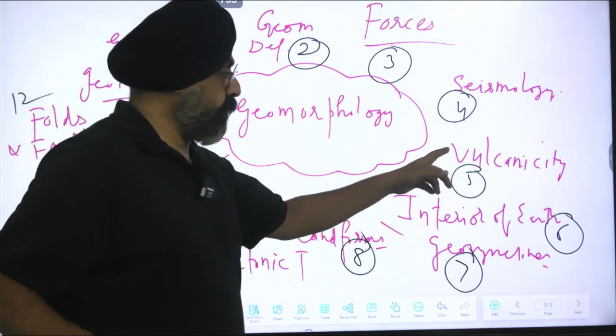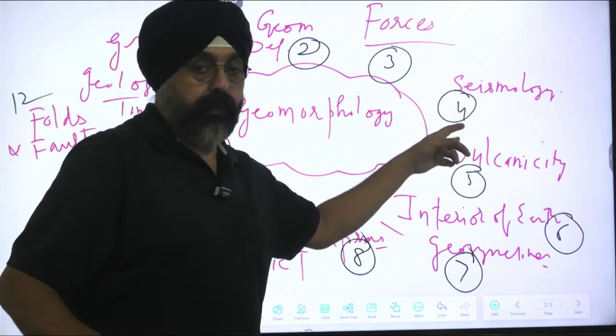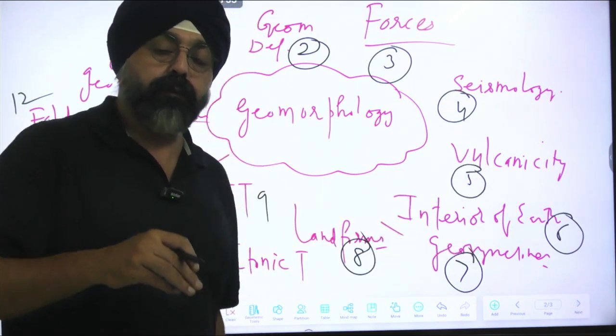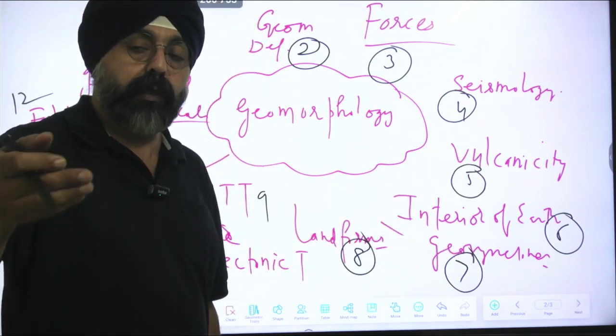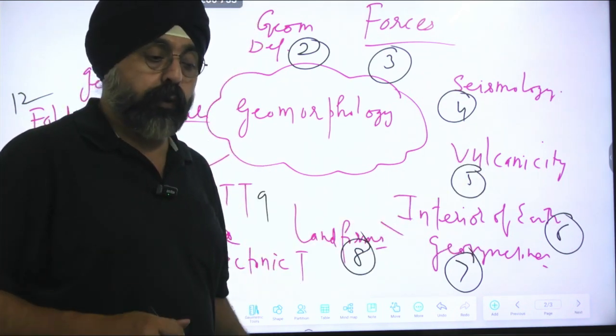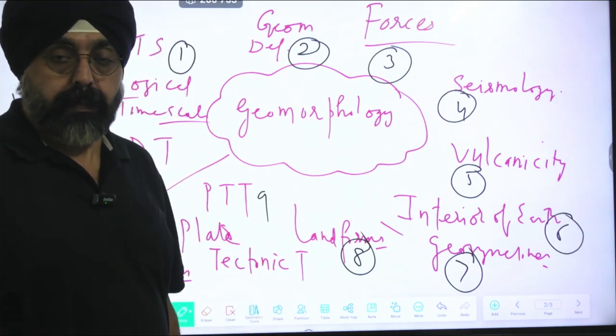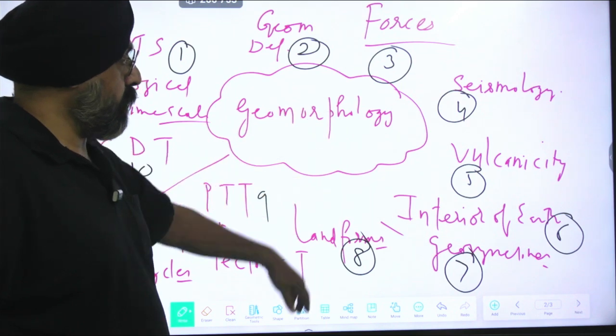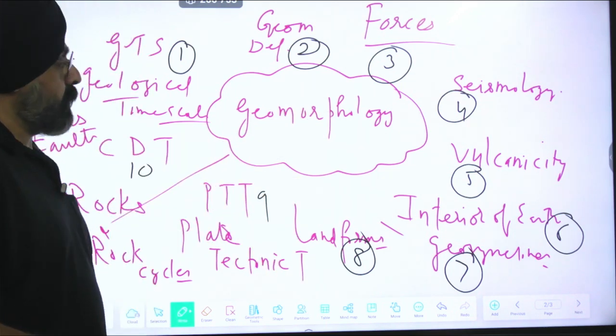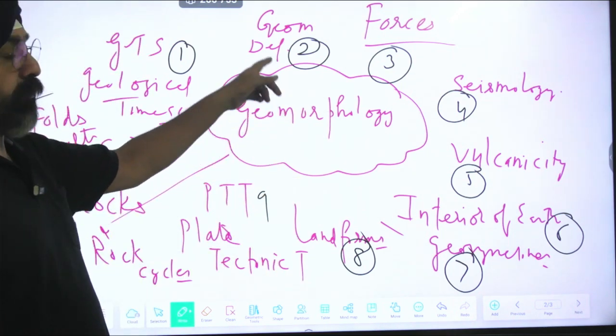You will say that we are doing volcanicity and the seismology, why we are not doing the tsunamis? Tsunamis we cover in the oceanography. We have covered in the oceanography. Those who have not done oceanography, they will do it there with me. For the time being, we are going to focus on these 12 topics, and we are starting with the definition of geomorphology.